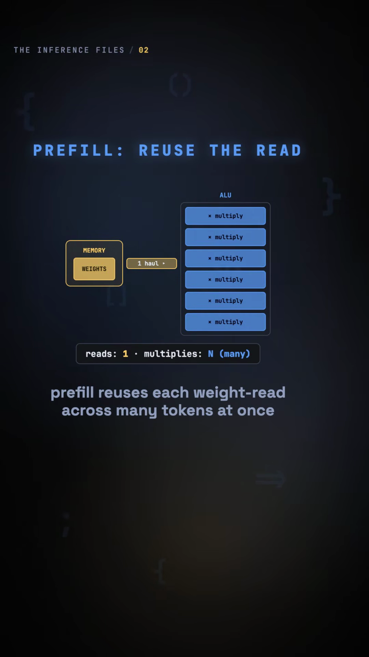Prefill runs your entire prompt in one forward pass, one trip of the input through all the weights. Because every prompt token goes through together, they stack into a matrix, so the chip does a matrix times matrix multiply. Watch what that buys you. One weight, hauled out of memory just once, is reused to do math for every token in the prompt at the same time. One slow read, many multiplies.